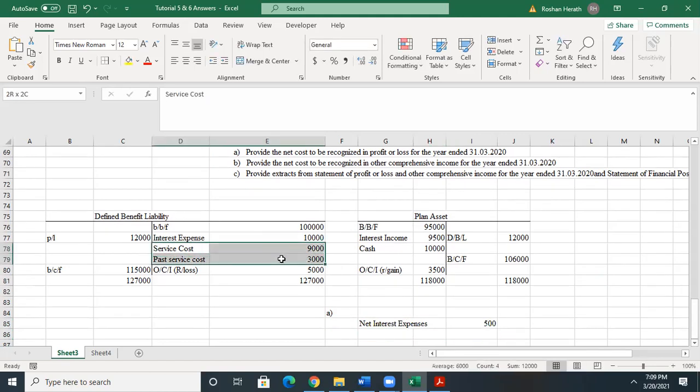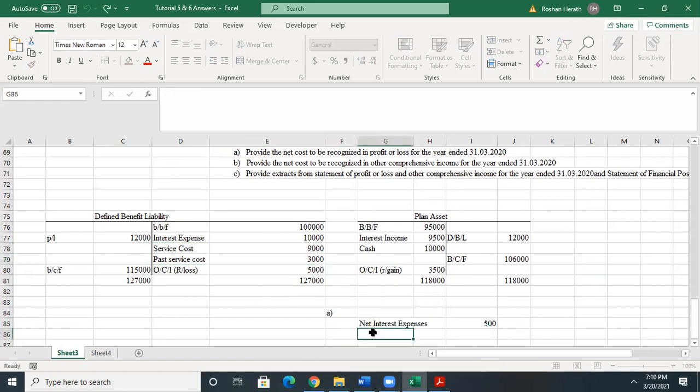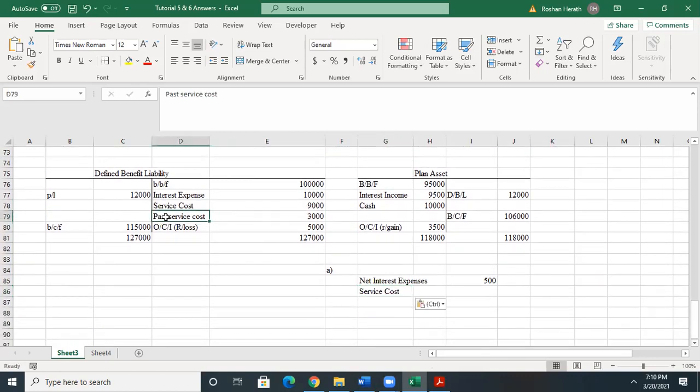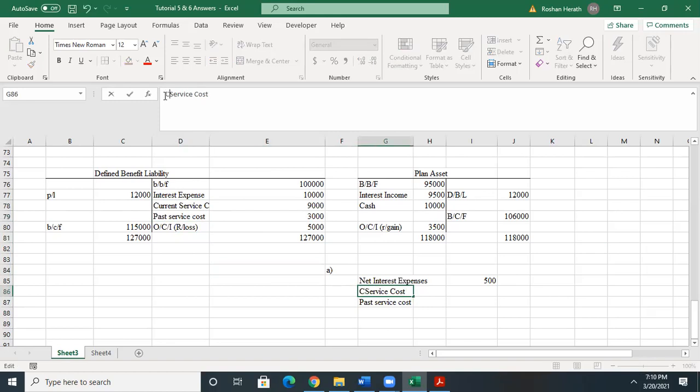Then you have the service cost, the current service cost and the past service cost. The current service cost is 9,000, and the past service cost is 3,000. It is going to be taken to profit or loss, since it asks for the net cost. This is the net cost, and you can take this net cost and show it under the finance cost. That is how we show it. It comes as a part of the finance cost.